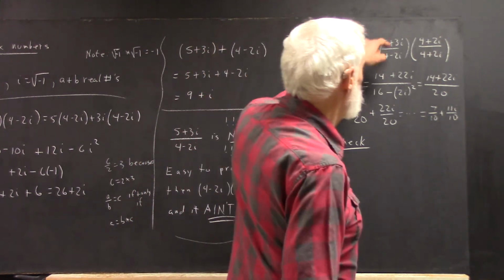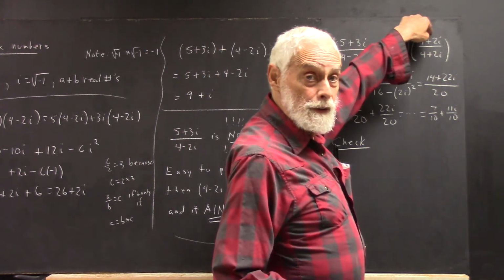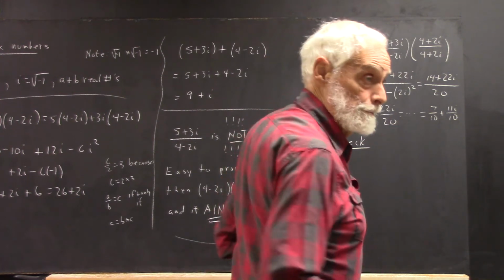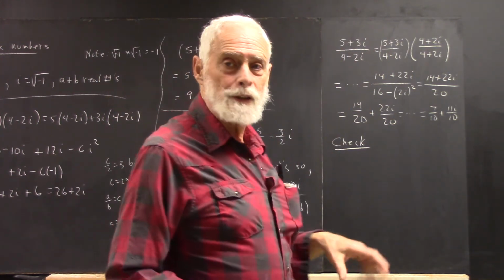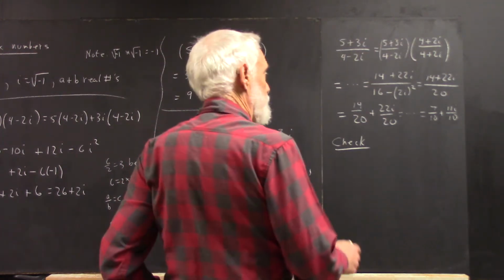If you just do the distributive law on the numerator, that's what it's going to come out. Okay? Now, but let's make sure I did it right. Let's check this. Okay?